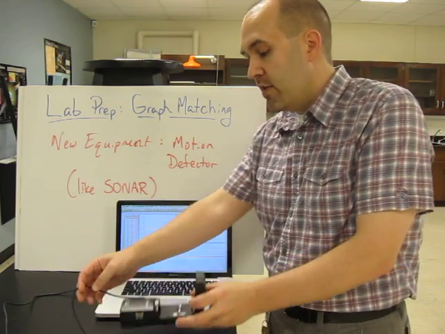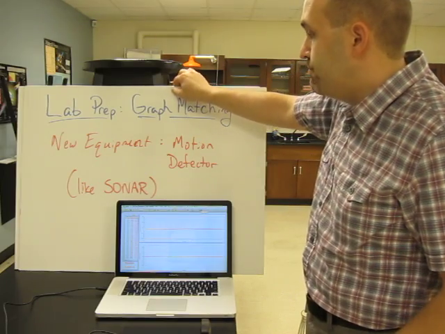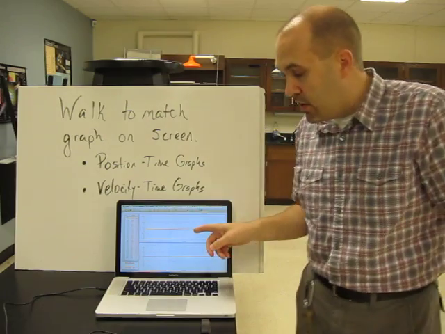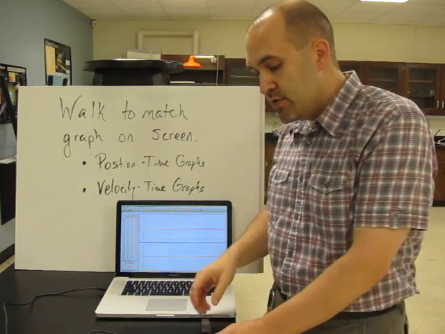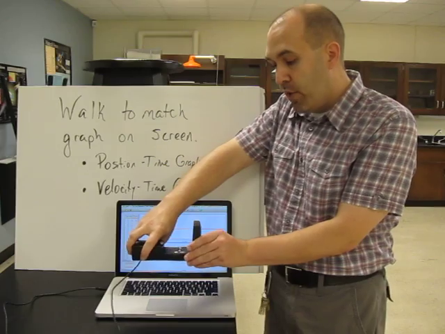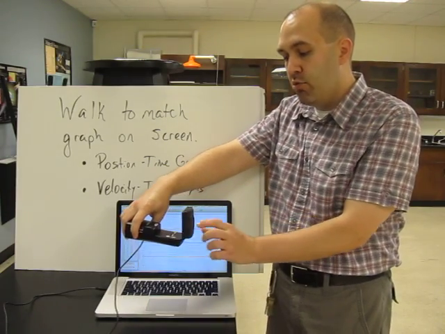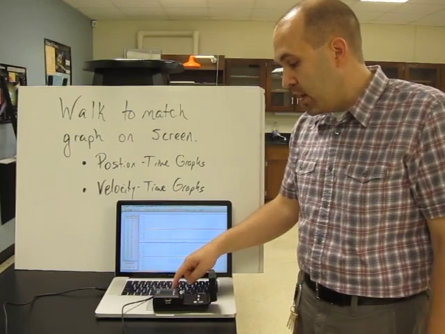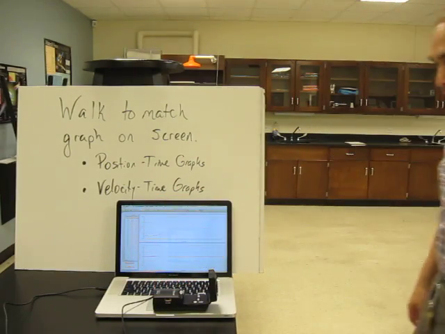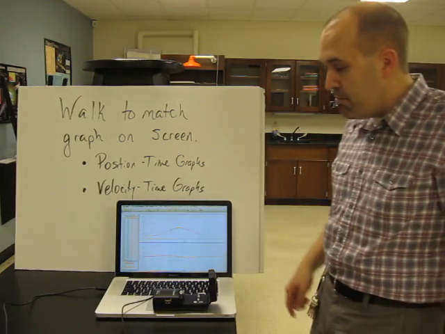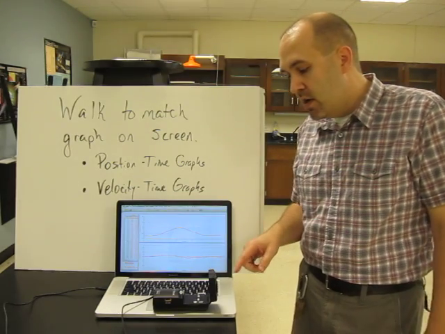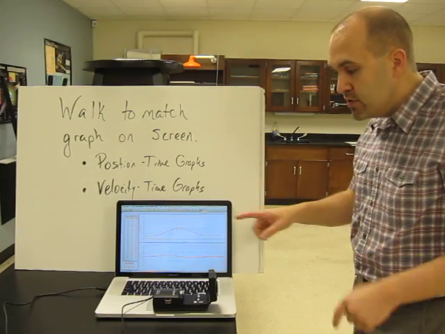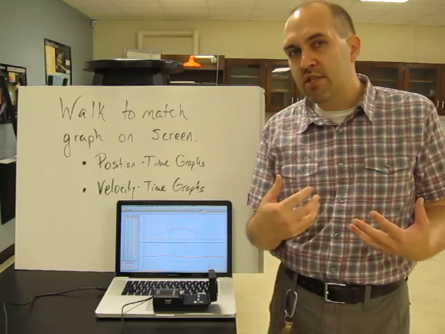Let me try to walk in front of it, because what we're going to be doing in the lab is there will be a graph on the laptop screen that you're going to try to match. So we'll set it up on the table so that it points, it has a top that goes up and down like this. So we'll point the detector at the person that's walking, and we'll hit collect, and we'll move forward and back, and we'll try to match the graph that's on the screen as you go along, as you walk.